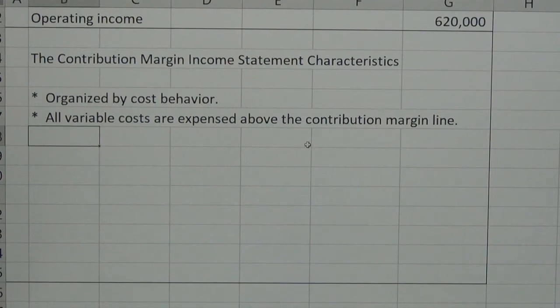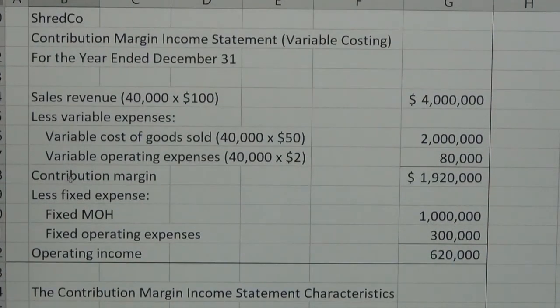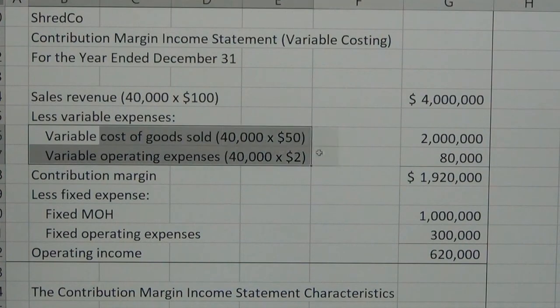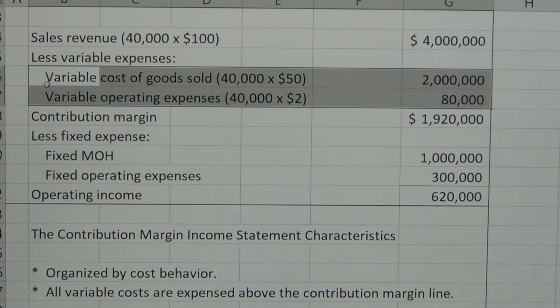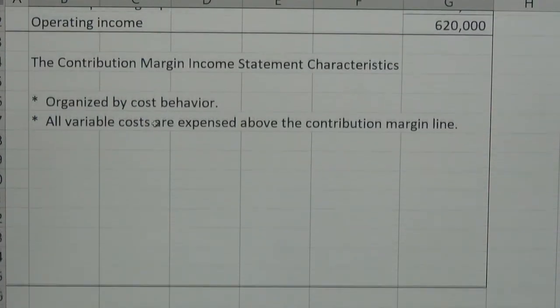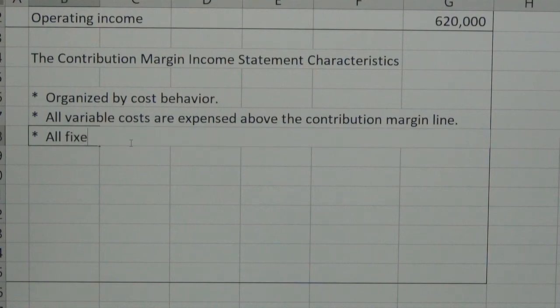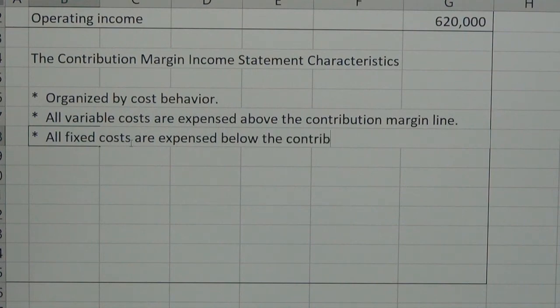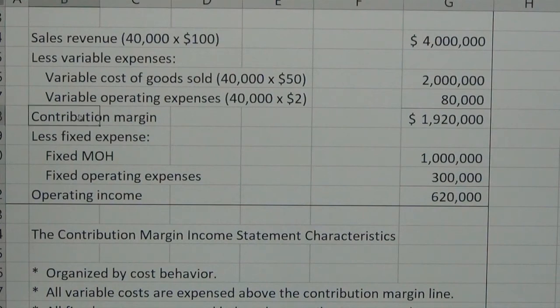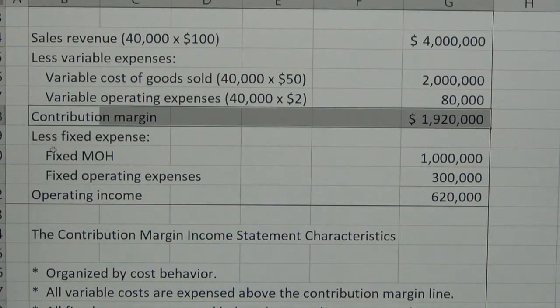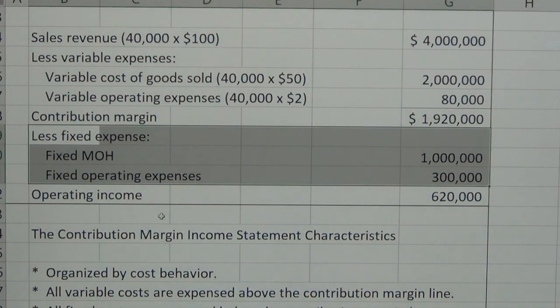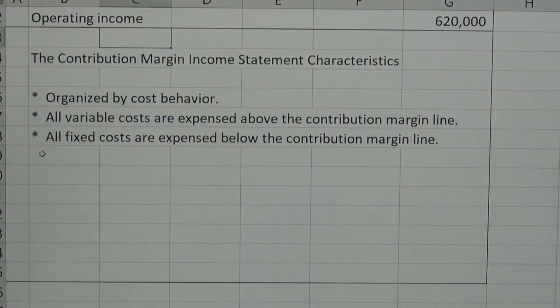So variable costs go above the contribution margin line. If we go back and look, here's the contribution margin, and your variable costs are all above it. Okay, so that's what we mean by the variable costs are above the contribution line. Correspondingly, all fixed costs are expensed below the contribution margin line. This should be obvious, but we have the contribution line right here. Variable costs are on top, and then fixed costs are below. All right, so that's what we mean by all fixed costs are expensed below the contribution margin line.